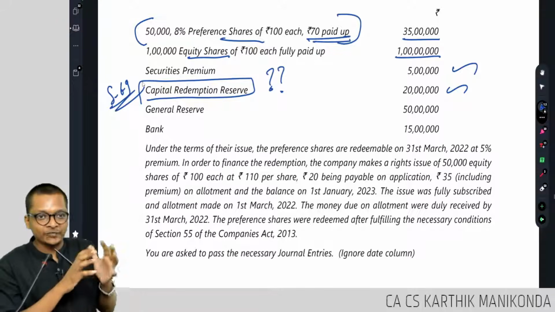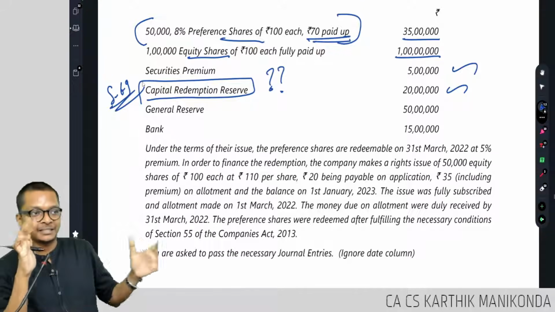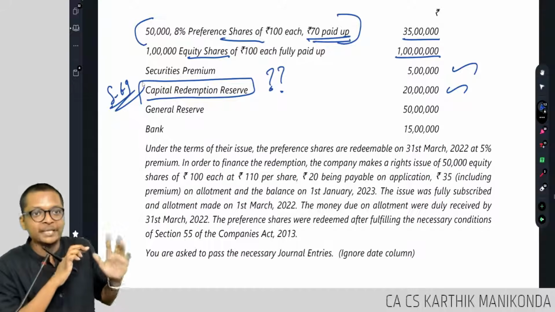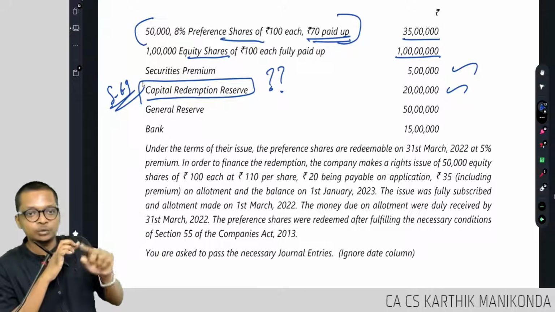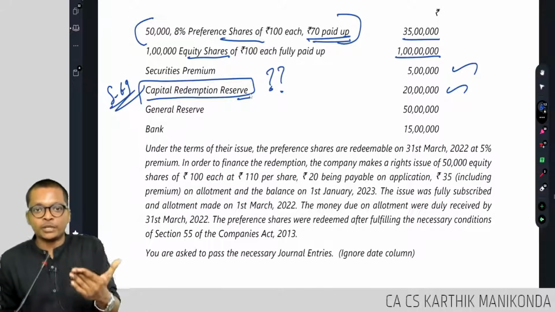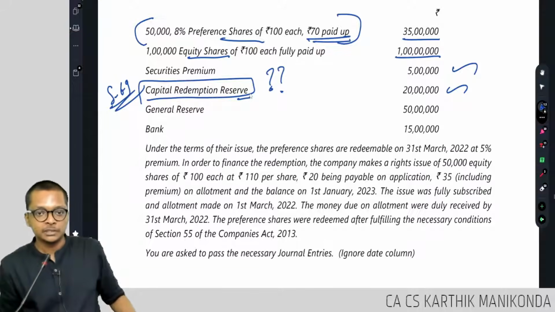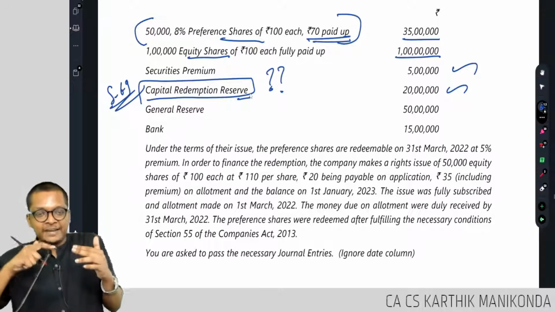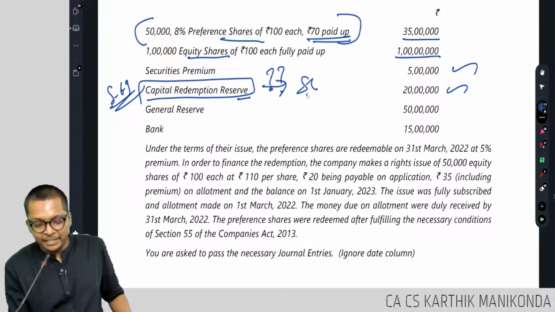Your parents gave you 5,000 rupees, 10,000 rupees. They told you 5,000 should be used only for buying books. Can you use it for something else? No, you will use it for that. Like that, for the CRR, the only use is bonus. So better use it for that. What if I use it for bonus? Anyway, it will be converted back to share capital.